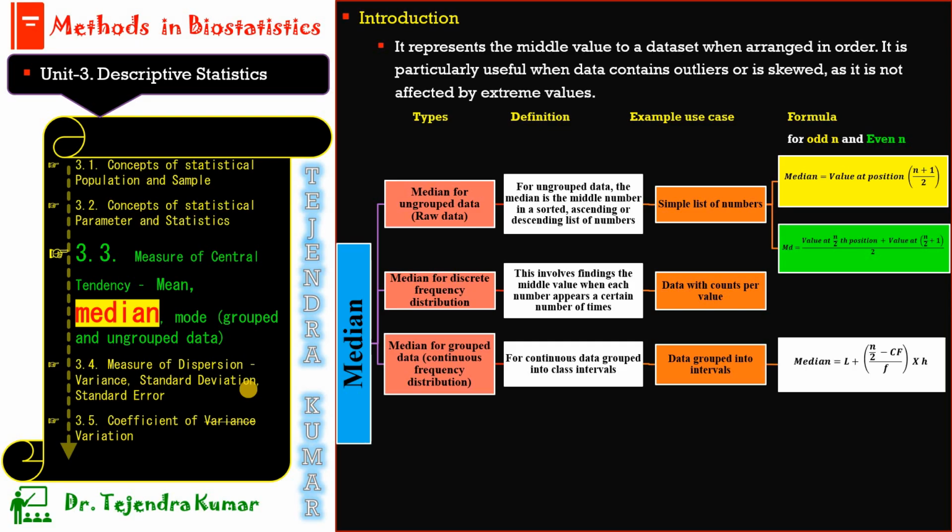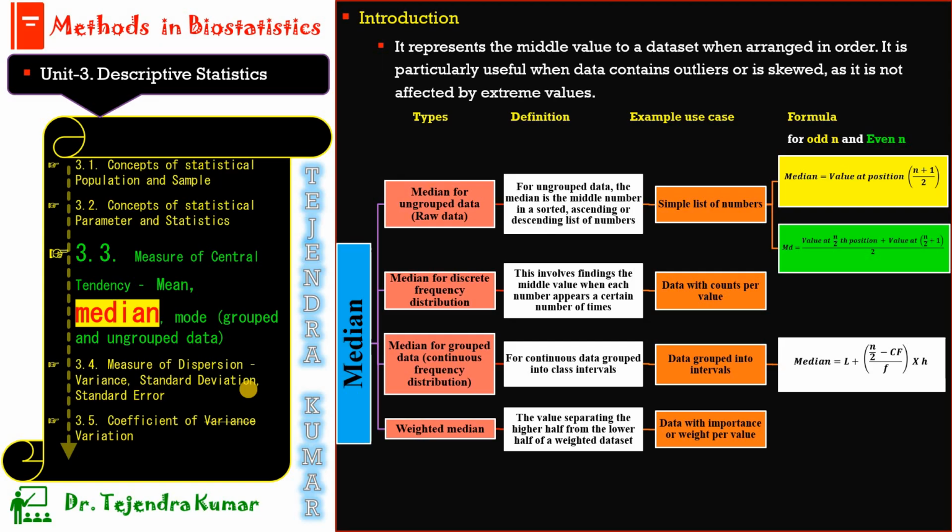and when data is grouped into intervals, we apply the formula for median: L plus n by 2 minus CF, divided by F. This will be multiplied with H, and the final answer will be the median. Weighted median: the value separating the higher half from the lower half of a weighted data set. So data with importance or weight per value, as we had seen in the mean, there was a weighted mean as well. Similarly, weighted median can be calculated as well.